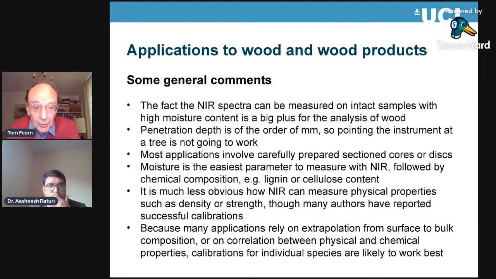But there are quite a lot of successful calibrations for these sort of properties in the literature. They tend, I would guess, to rely on correlations with the chemical content most of the time. And those correlations can be quite strong, and they can enable you to get a reasonable prediction of things like density and strength. But it's much harder to explain what's going on.